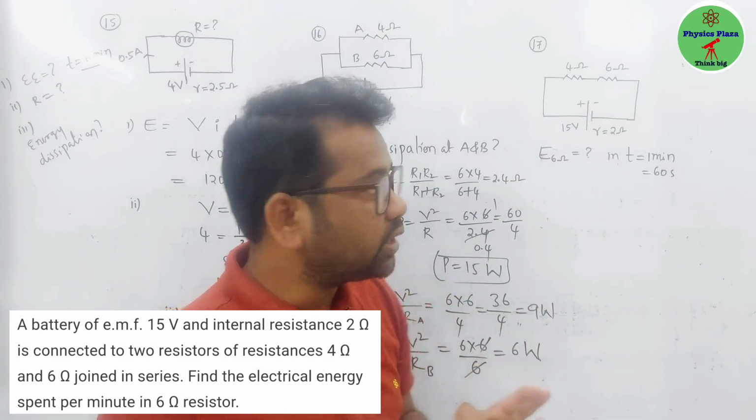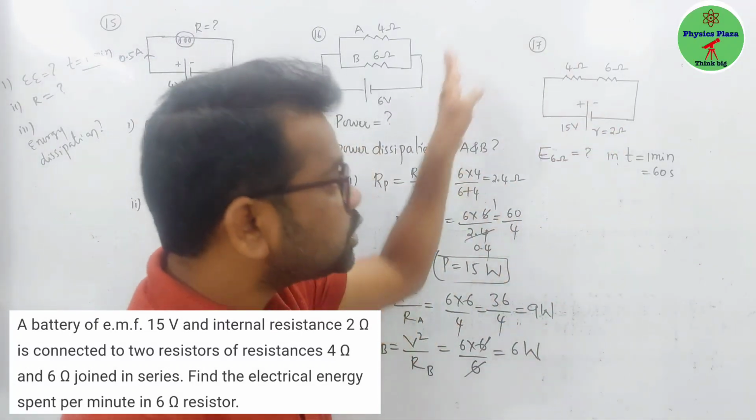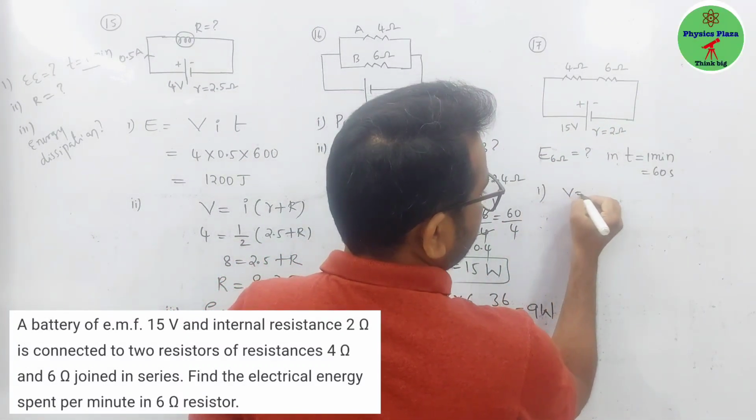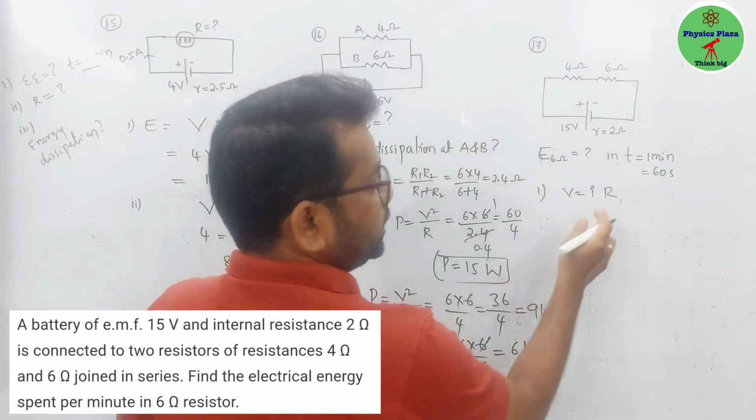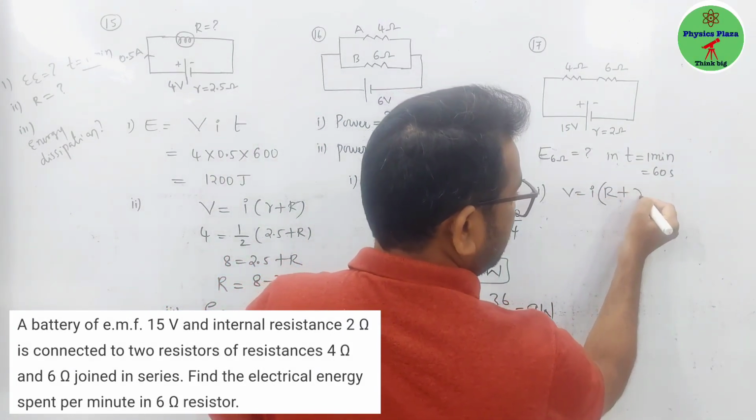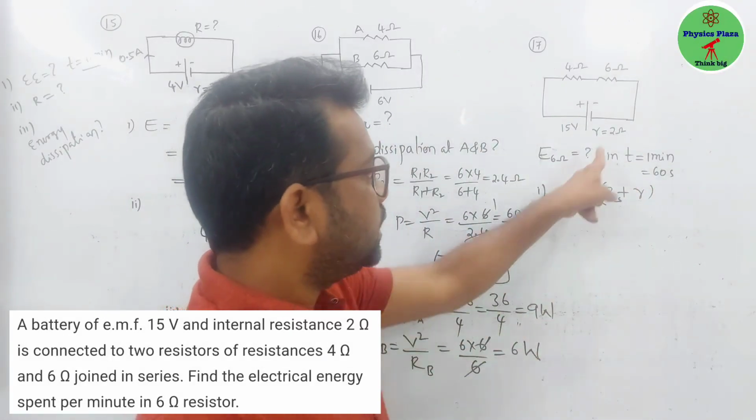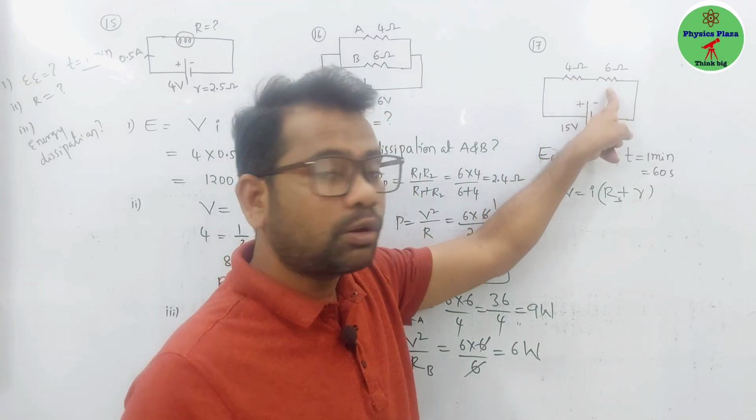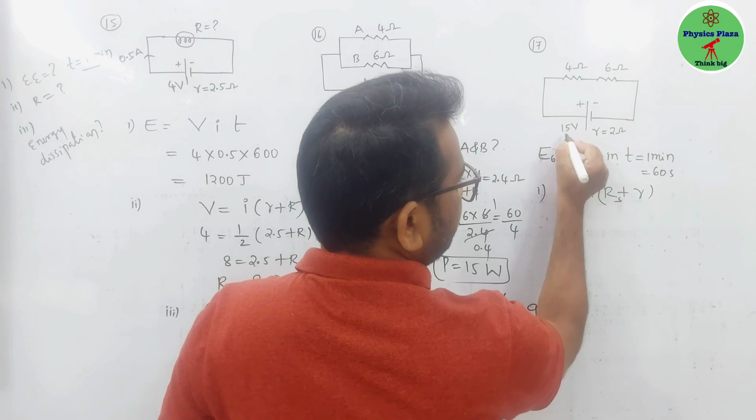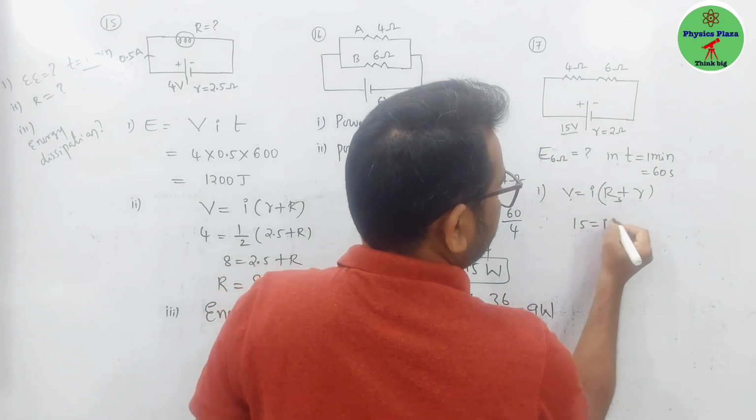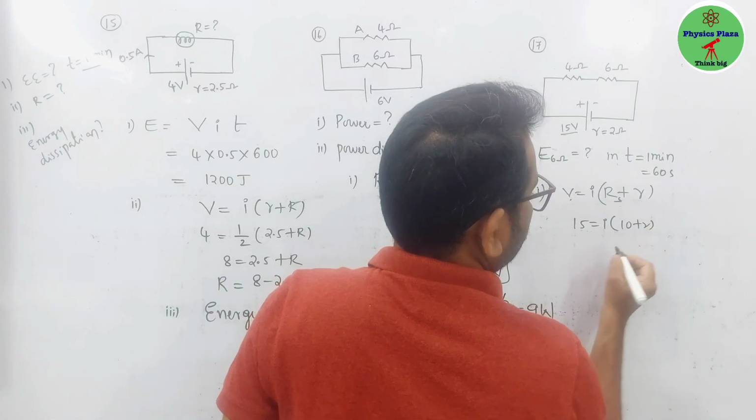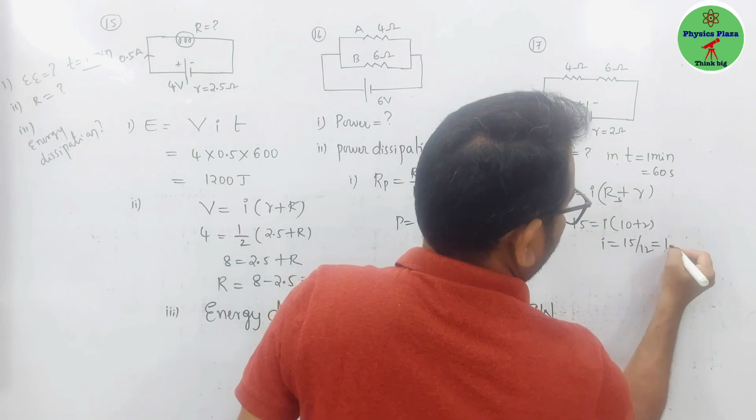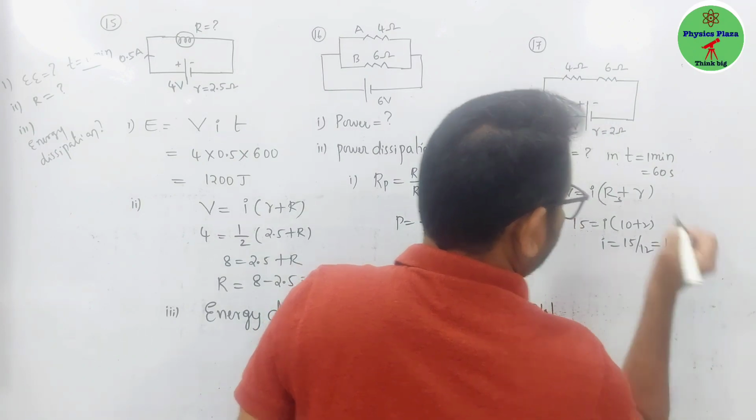So if you want to calculate that, first, children, you should calculate the total current which is passing through the circuit. For that, we know that V is equal to IR. But here R means what, children? R plus r. Look at here, because internal resistance also, don't forget. But two resistors are connected in series, right? 4 plus 6 is how much? 10. So V is given 15. 15 is equal to I into 10 plus 2. So here I is equal to 15 by 12. This will be how much? 1.25 ampere current. So this much amount of current is flowing through the circuit.